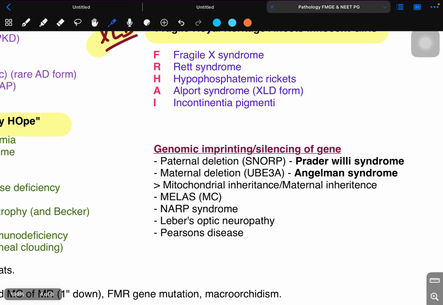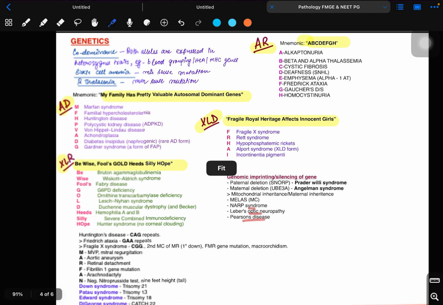Genomic imprinting or silencing of a gene. So in paternal deletion of the SNRPN gene, it will result in Prader-Willi syndrome. Maternal deletion of the UBE3A gene will result in Angelman syndrome. Mitochondrial inheritance, it was repeated in the FMGE January exam. Mitochondrial inheritance or maternal inheritance is found in Leigh syndrome, Leber's optic neuropathy, and Pearson's disease.